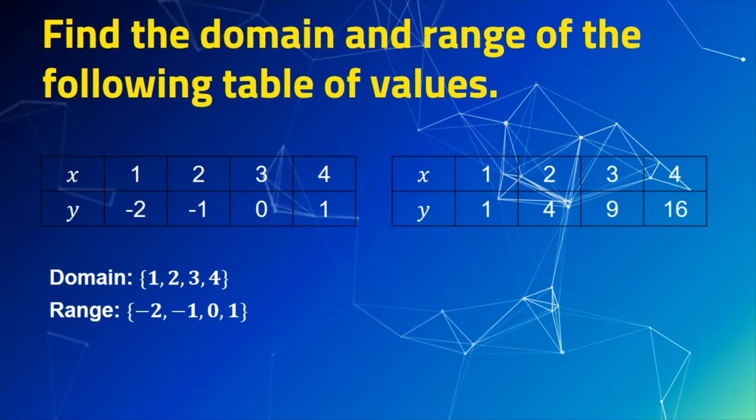Second one, we have the set of values for x, 1, 2, 3, 4. Then the set of values for y, that is 1, 4, 9, 16. So writing the domain, we have 1, 2, 3, 4, and then the range is 1, 4, 9, 16.